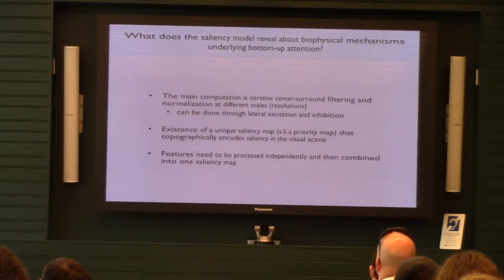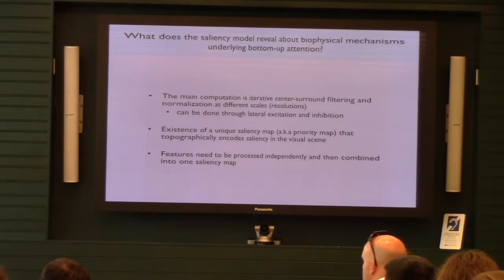And then another one is that this model completely separates different features, processes them, and then combines them, okay? So you can ask, is it actually possible, realistic, or are the features completely separate in the brain, like color is processed completely separately from orientation, from intensity, to arrive at the saliency map.